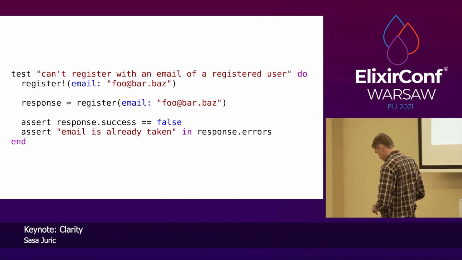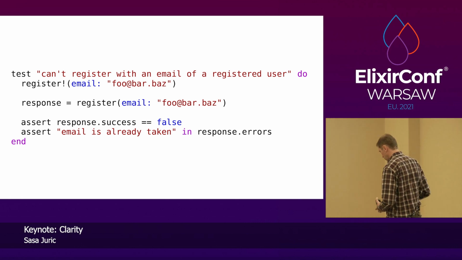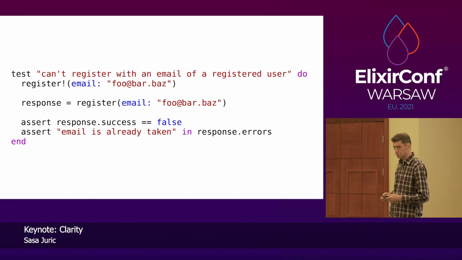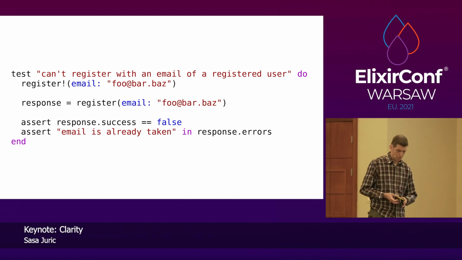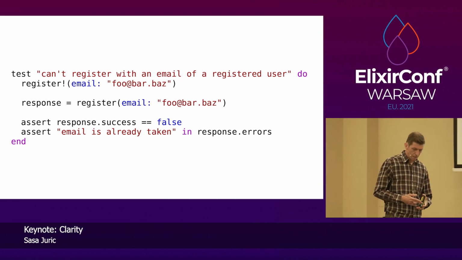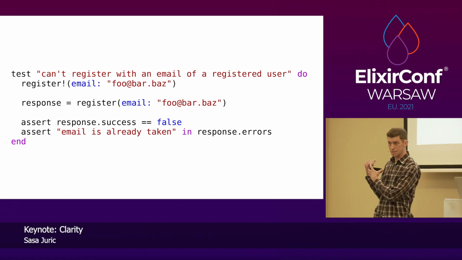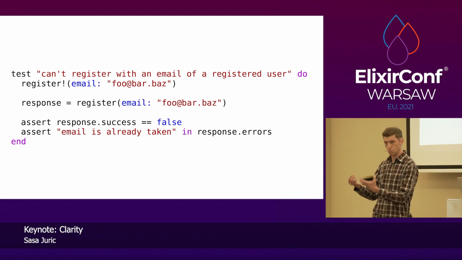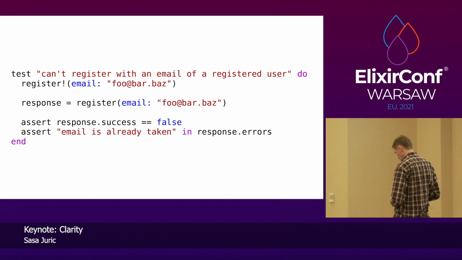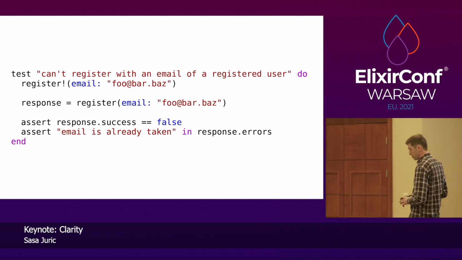Here I'm going through the public API simply because it's more convenient. I just built a helper function for that. Although here I had to build another small wrapper around it, register with a bang, which raises if the operation doesn't succeed. So this is my precondition here. I'm not testing this first registration, right? I'm assuming that it's going to work. Most notably, do note that I'm only passing the email parameter, right?